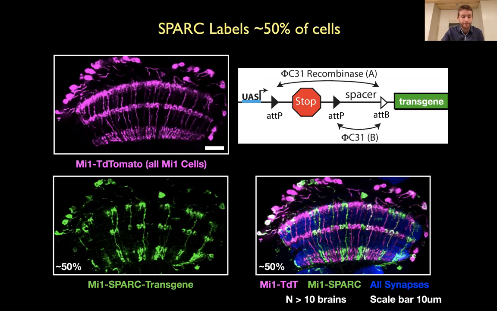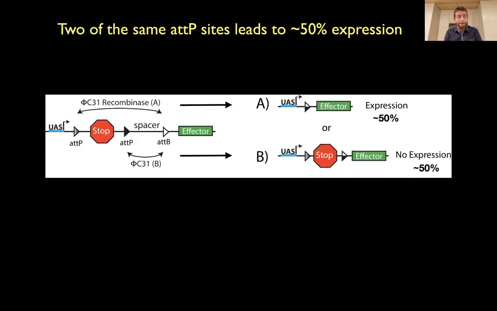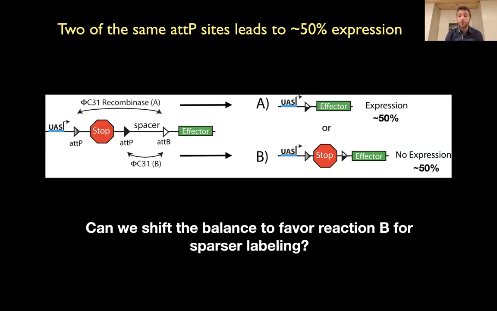Again, this is about 50% of cells labeled, and for time's sake right now, I'll just say that this is consistent across brains. So to recap, if I have two wild type attP recombination sites competing to recombine with one attB site, reaction A happens 50% of the time, reaction B happens 50% of the time in any given cell, and so you get transgene expression in only 50% of cells. Now, we were excited about this, but realized that for some neuron populations, it would be better to label even fewer cells. And so we asked whether we could shift the balance to favor reaction B, so no expression, for sparser labeling.